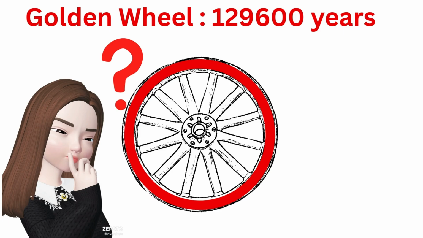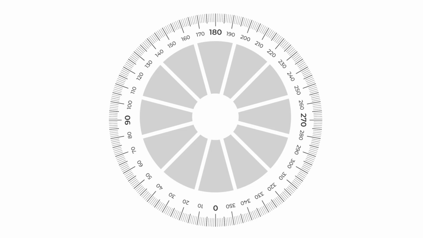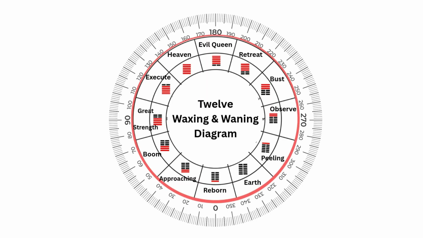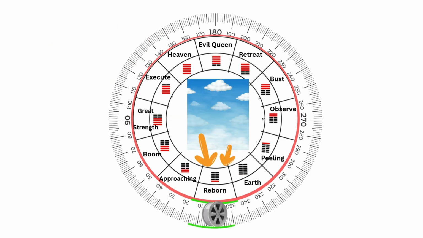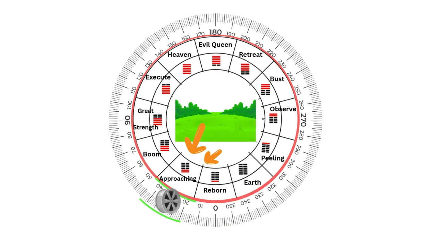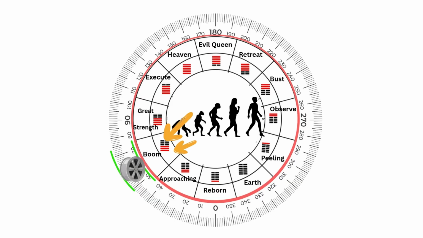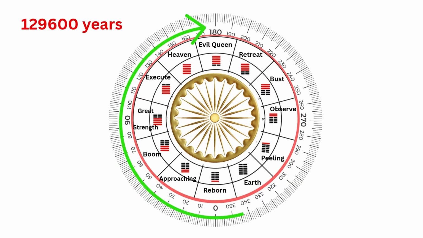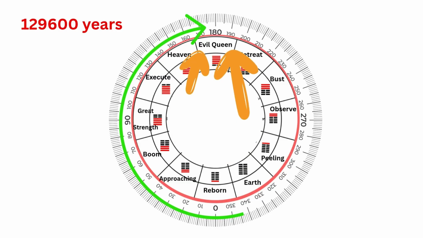But in which parts then? This time, we overlay another diagram onto this 360-degree circle. A 12 waxing and waning diagram. Tao reveals that sky is opened at the first silver wheel, land is built at second silver wheel, and humans are alive at the third silver wheel. We have actually been through half of the golden wheel. And we are now somewhere around here.